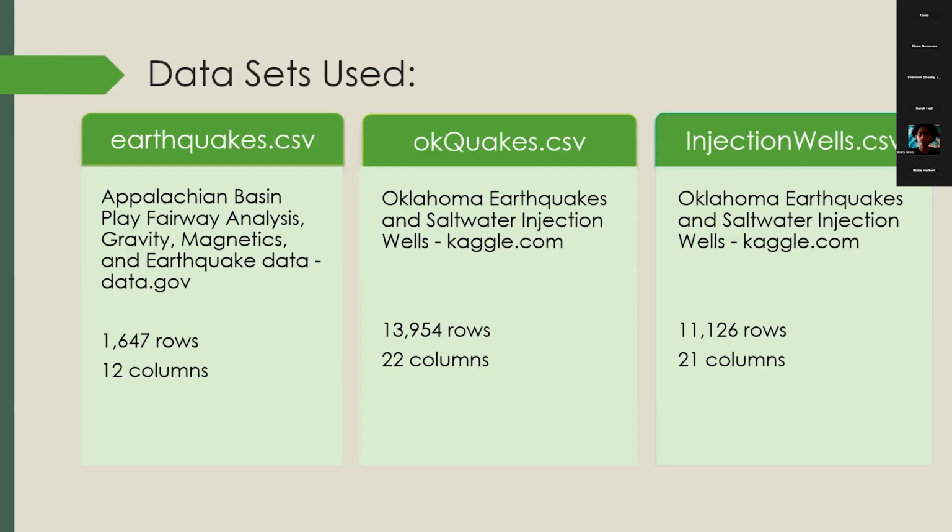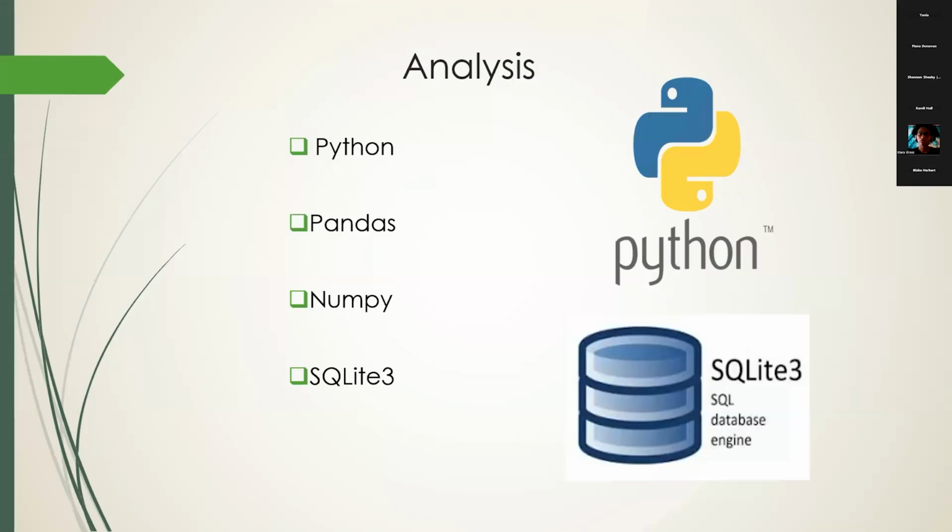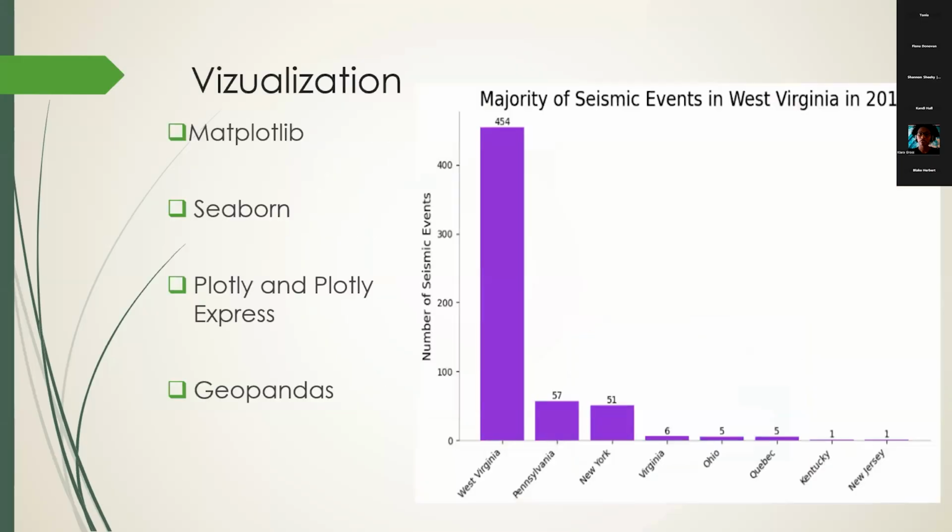To use these datasets properly, I relied on specific programs for data analysis and visualization. I used Jupyter Notebooks with Python, Pandas, and NumPy for data cleaning and analysis, and I used SQLite 3 for my database and queries. I used Matplotlib to help visualize the data, like this graph on the right, showing the majority of seismic events in 2013 occurred in West Virginia. I also utilized Seaborn, Plotly, Plotly Express, and GeoPandas to showcase meaningful and accurate visualizations. But first, I needed to make sure the data was ready for analysis.